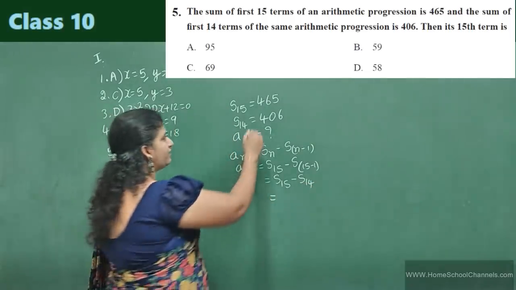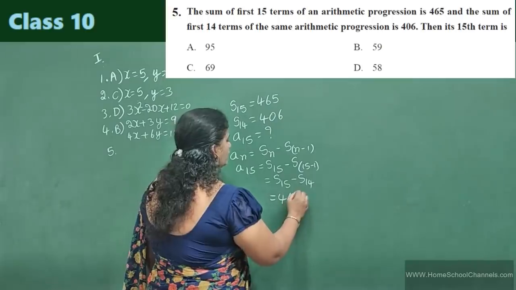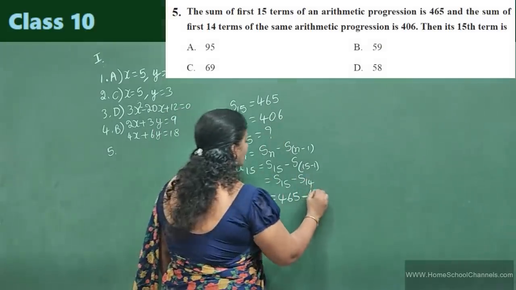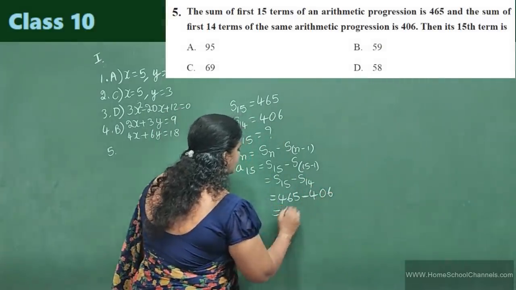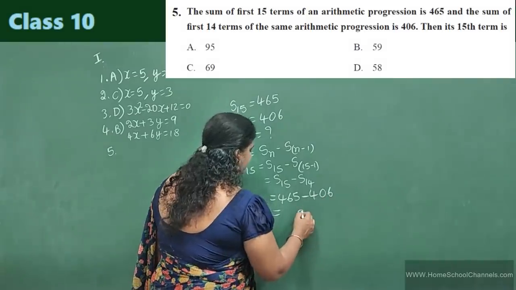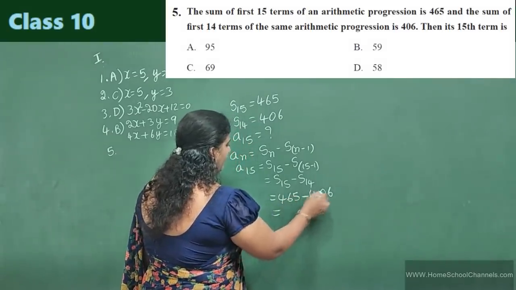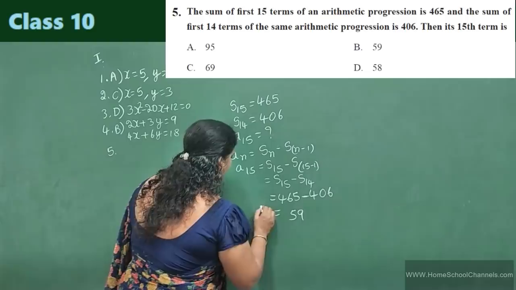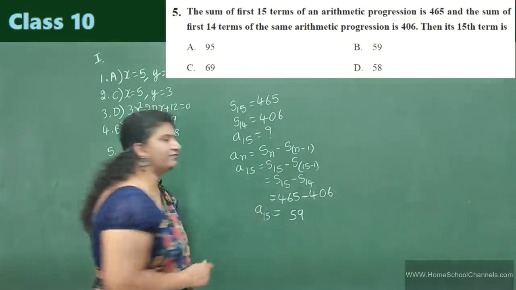Okay. S15 value is 465. S14 value is 406. Let us subtract this. 15 minus 6 will be 9. And here 5, 5 minus 0 will be 5. Therefore, a15 value is 59.